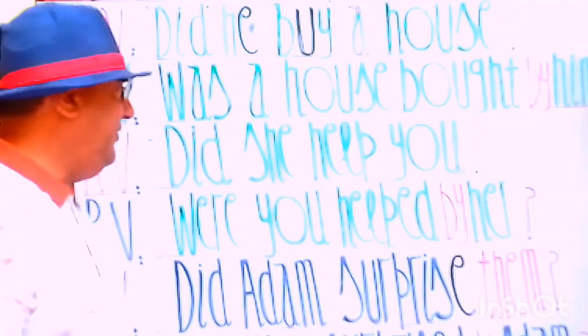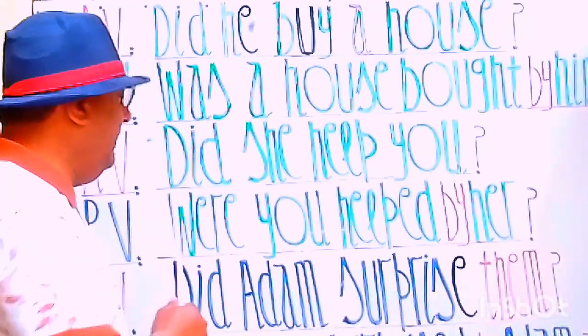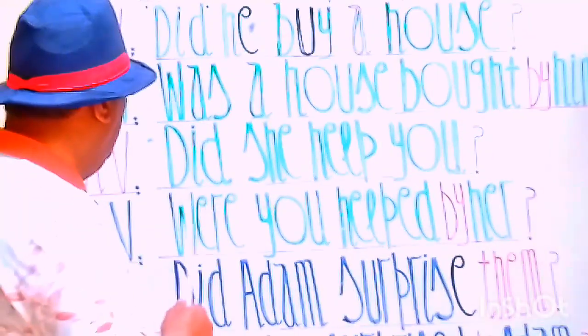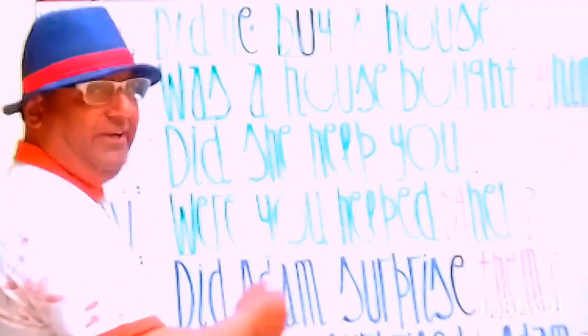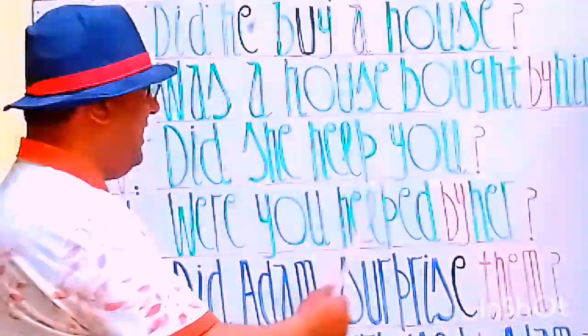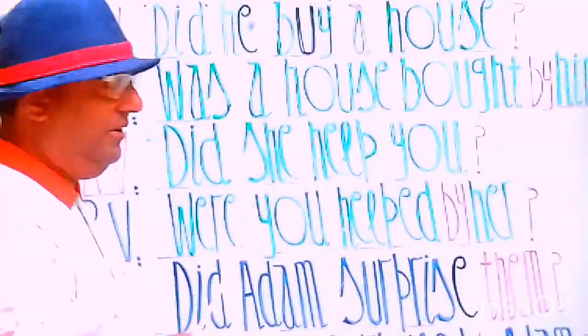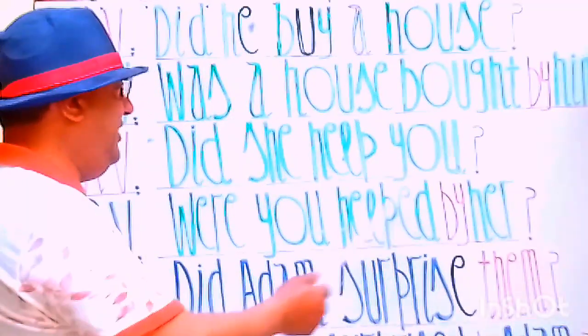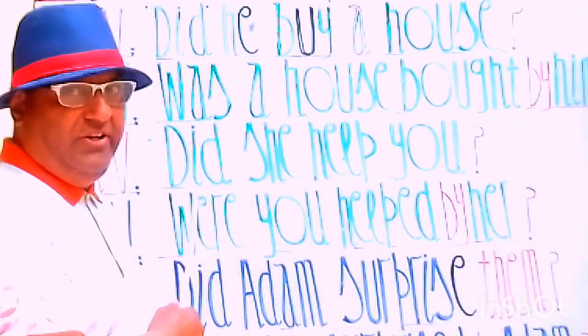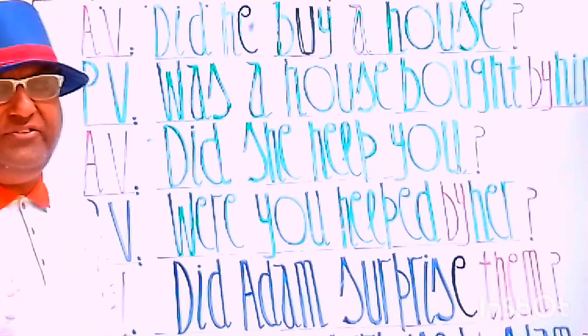Let's move to the next sentence. You see, my students, did she help you? Interrogative sign. You see again, she is the subject and you is the object. Did she help you? And this is also an interrogative sentence, an interrogative statement.